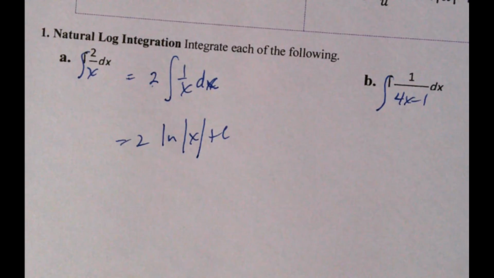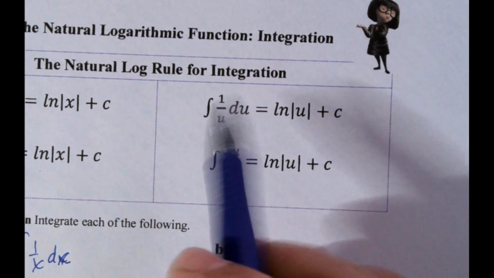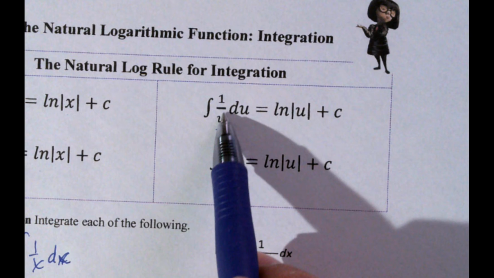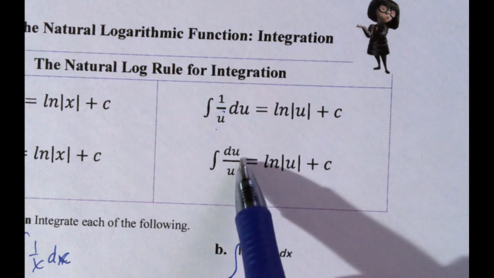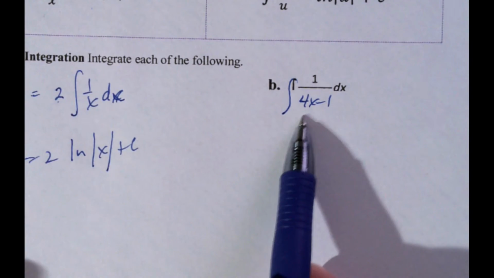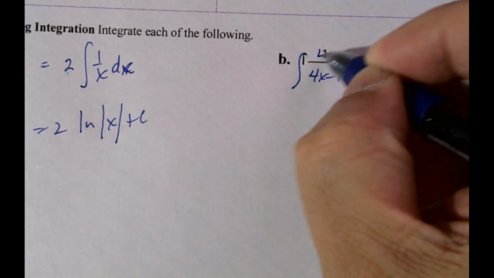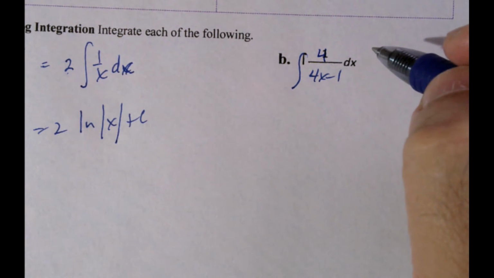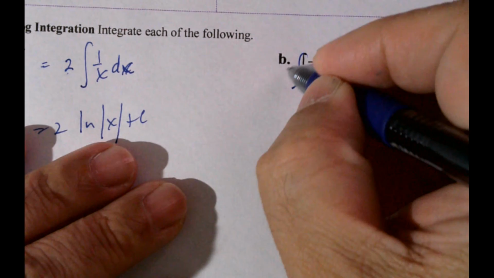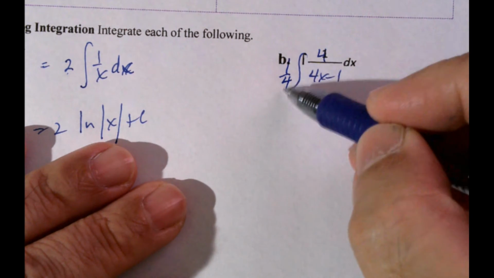Okay, B. Now, why is this one over here? This one emphasizes the fact that in order to integrate this, I need the derivative of the denominator somewhere in the numerator. So what I want is the derivative of 4x minus 1 in the numerator. I just need a 4 up there, because the derivative of 4x minus 1 is 4. But I can't just throw it up there. To compensate for the fact that I put a 4 up there, I'm going to put a 1/4 on the outside, right? So 1/4 times 4 is 1.